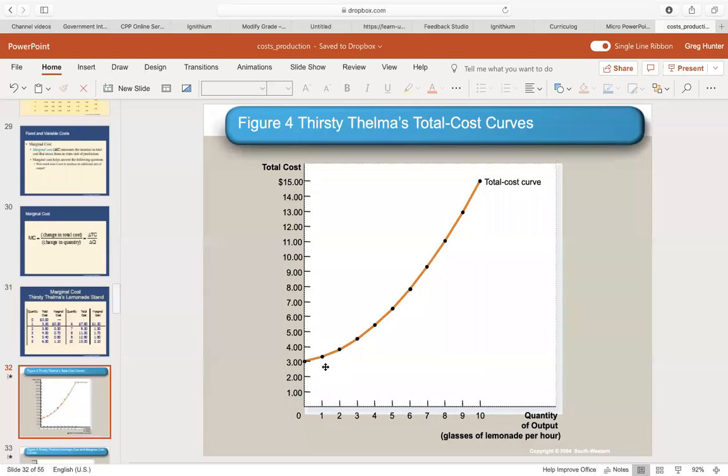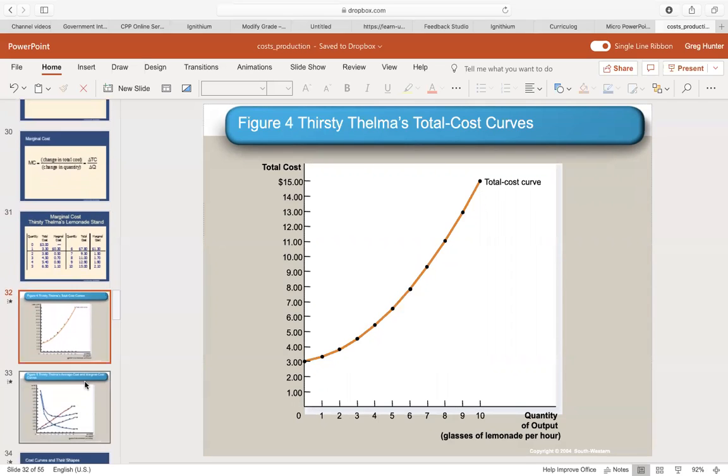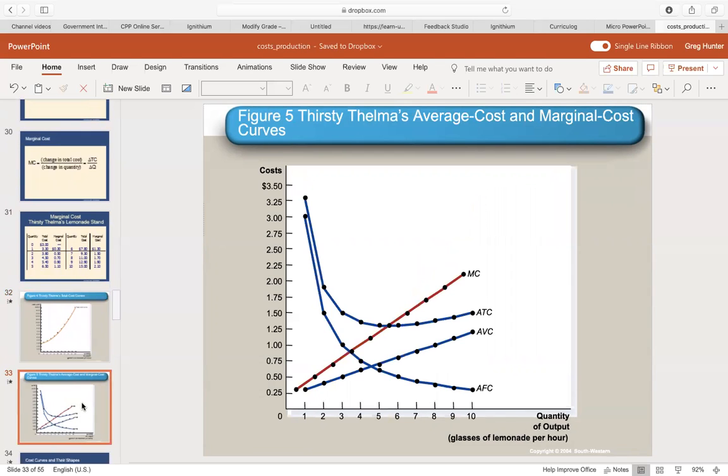So here we've graphed the total cost curve. One of the other things that you might notice is that since it's the change of total cost that's being measured by marginal cost, the marginal cost is the slope of the total cost curve. So you can see we start out at a low slope, and then the slope gets steeper and steeper, which means that marginal costs are increasing.